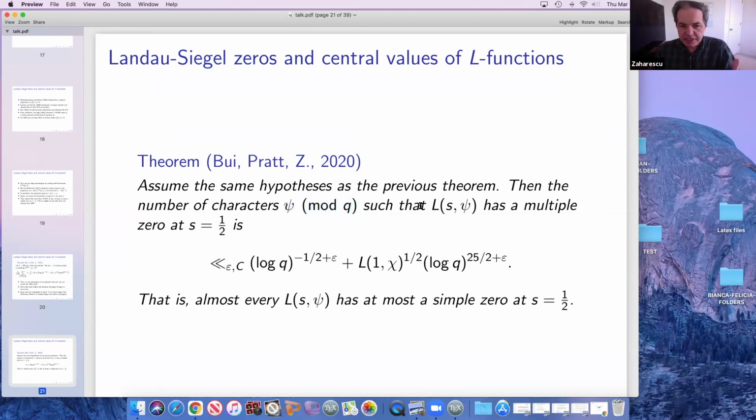Something is wrong here. It's not the number, but this word should be replaced by the proportion of characters psi mod q, such that L(s, psi) has a multiple zero at 1/2 is less than something that goes to 0 as q, respectively d, go to infinity. So it's less than 1 over square root. It's exactly the same expression, meaning that almost all have at most a simple zero.